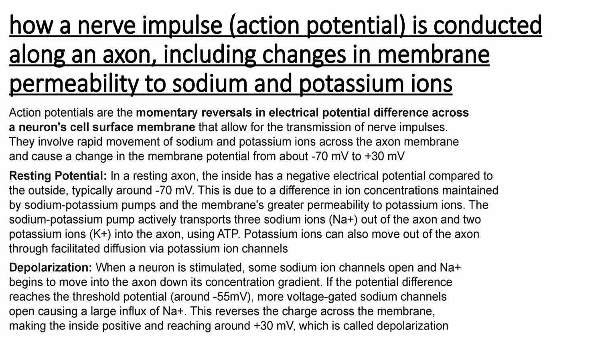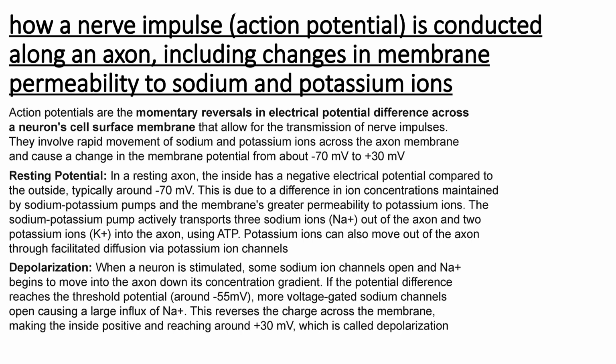Now let's discuss how a nerve impulse is conducted along an axon, including changes in membrane permeability to sodium and potassium ions. Action potentials are the momentary reversals in electrical potential differences across a neuron's cell surface membrane that allow for the transmission of nerve impulses. They involve rapid movement of sodium and potassium ions across the axon membrane and cause a change in the membrane potential from about minus 70 millivolts to 30 millivolts.